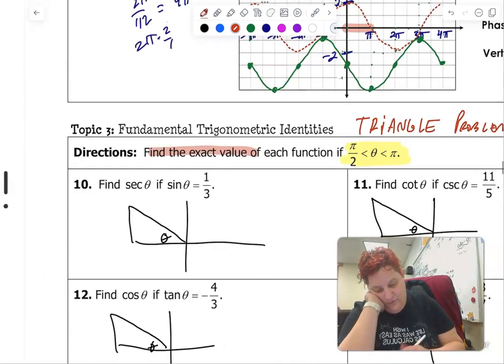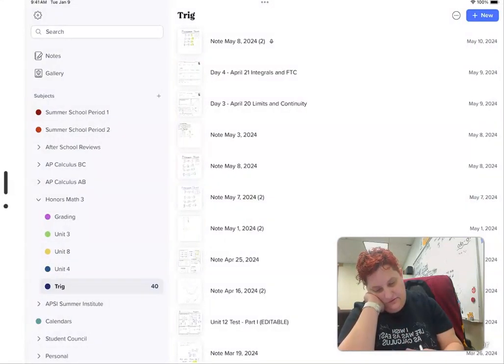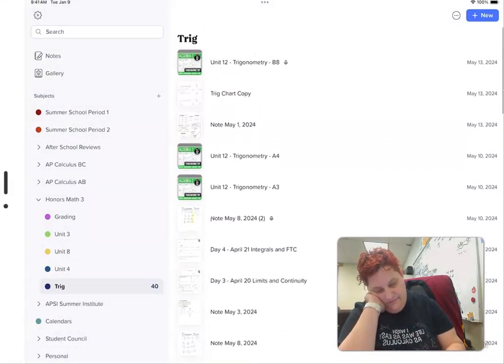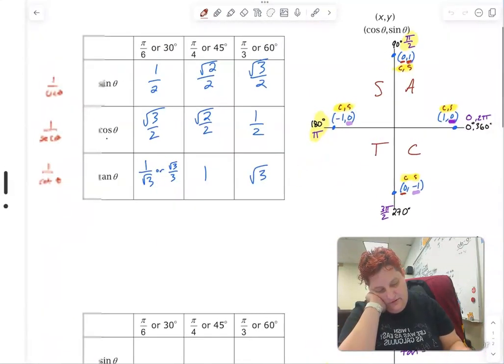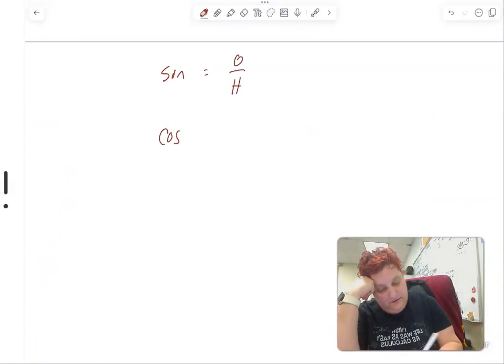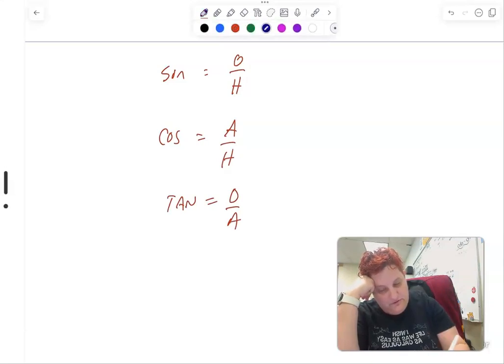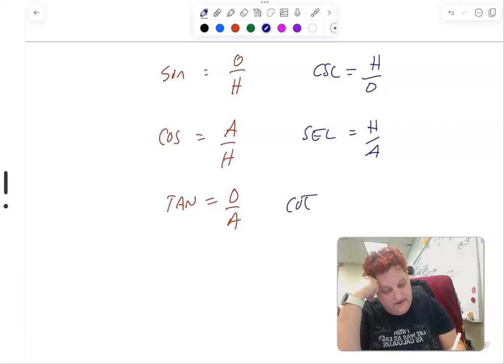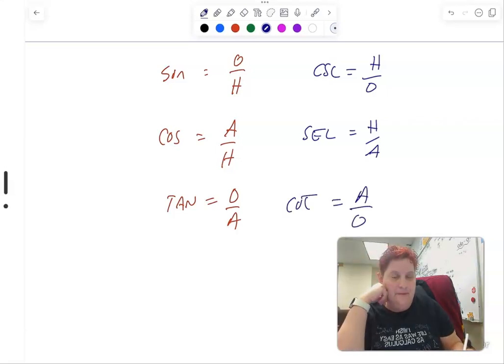So we can write this down too. You could write this on your best friend chart or whatever. Let me just write it below. Sine is opposite over hypotenuse. Cosine is adjacent over hypotenuse. Tangent is opposite over adjacent. When I write the reciprocals, cosecant is hypotenuse over opposite. Secant is hypotenuse over adjacent. And cotangent is adjacent over opposite. Okay? You can write those on your best friend chart if you want.